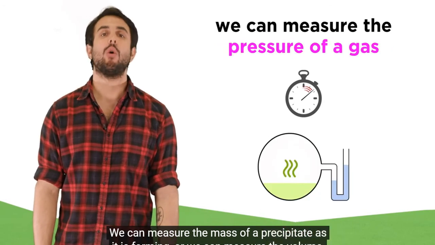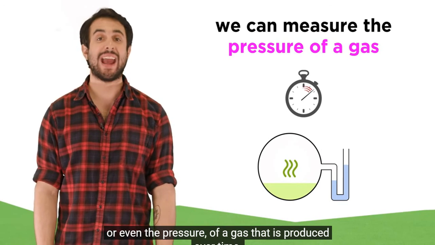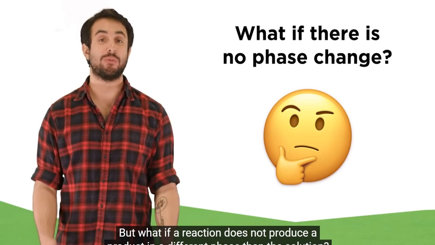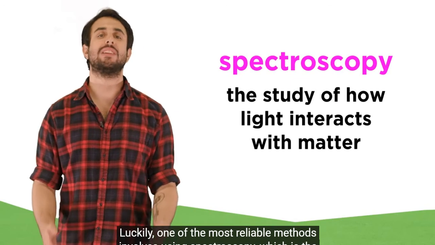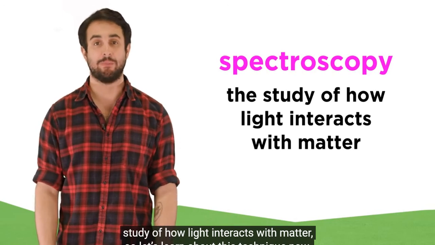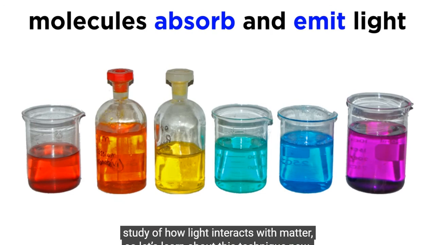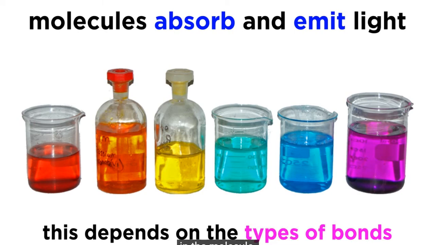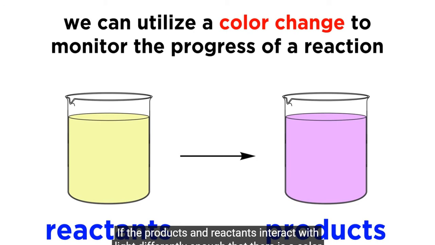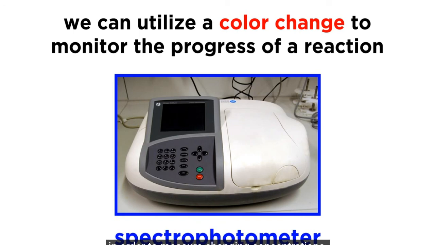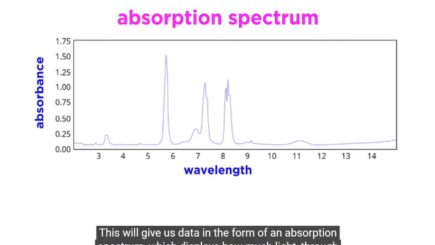We can measure the mass of a precipitate as it is forming, or we can measure the volume or even the pressure of a gas that is produced over time. But what if a reaction does not produce a product in a different phase than the solution? Luckily, one of the most reliable methods involves using spectroscopy, which is the study of how light interacts with matter. So let's learn about this technique now. All molecules absorb and emit light differently based on what kinds of covalent bonds are in the molecule. If the products and reactants interact with light differently enough that there is a color change as the reaction occurs, we can monitor this process with an instrument called a spectrophotometer in order to measure changing concentrations.